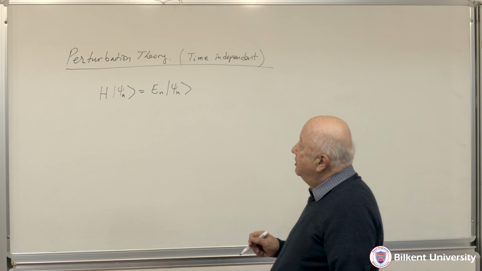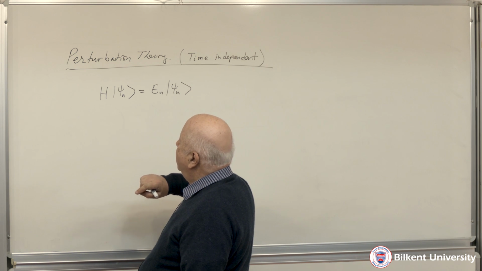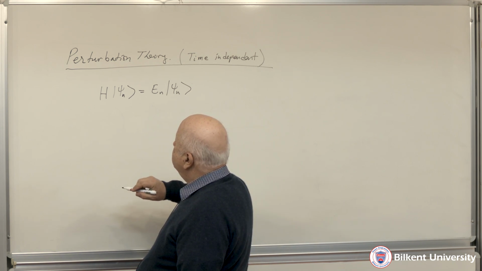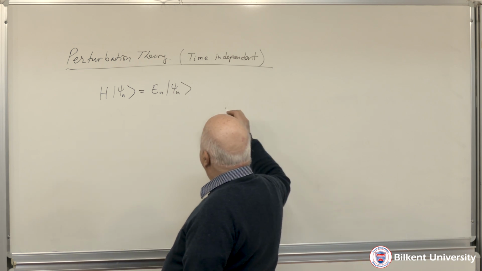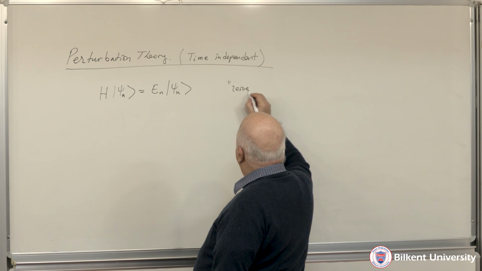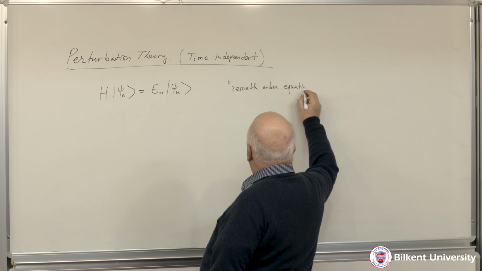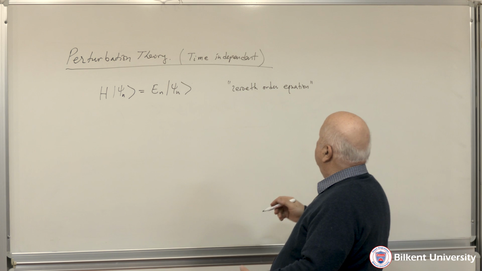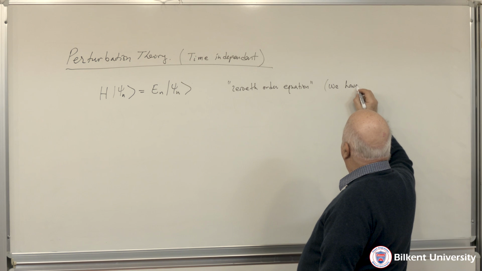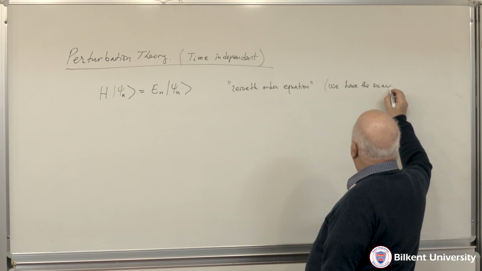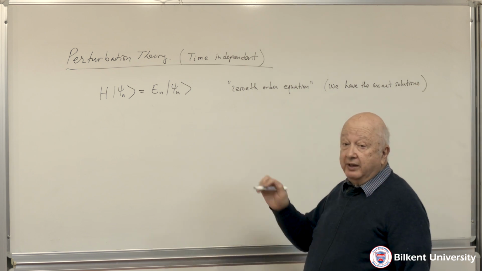Now, this idealized H is something that we can actually solve directly. So this is what we are going to call the zeroth order equation, and we have the exact solutions. This is our starting point. We have exact solutions for this.